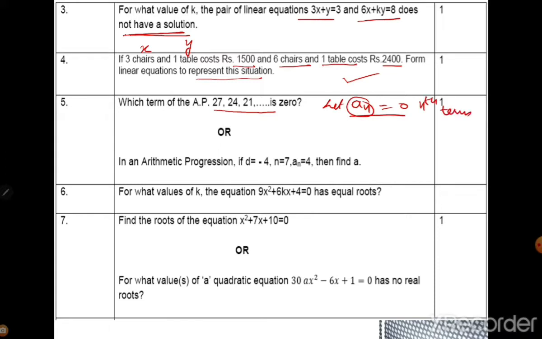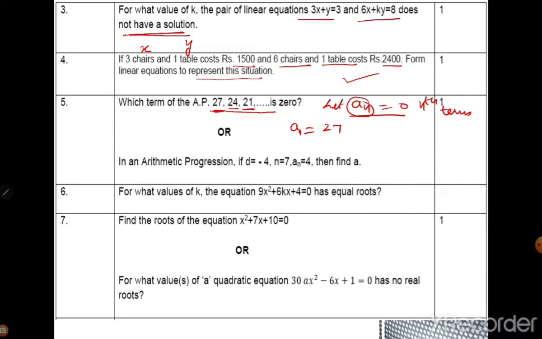An means nth term. This is 0. So what is a? a is here this first term, that is 27. Then a1 is 27. a1 means first term, a2 means second term, a3 means third term. We don't know how many terms there are. That we have to find. Which term? That is the nth term, an.